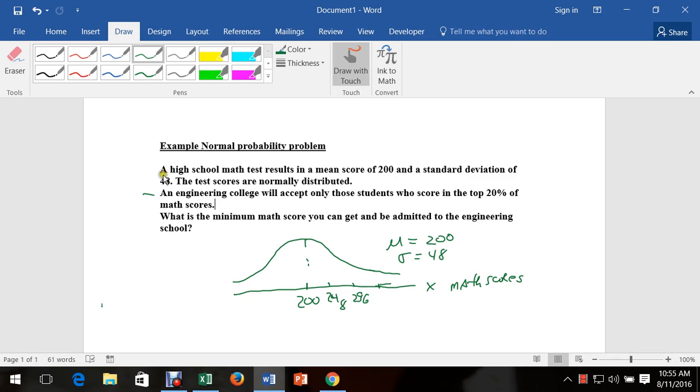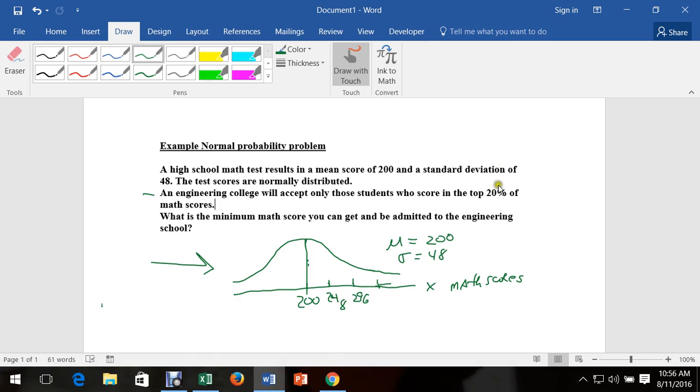What it says here is that a high school math test was given to some high school seniors, and it resulted in an average or mean score of 200 and a standard deviation of 48 points. And it also tells us that the test scores are normally distributed. So what we can do then is draw this sketch of the bell-shaped curve, the normal curve. We can label the mean right in the middle here as 200, and we know that we can add 1, 2, 3 standard deviations above the mean by adding 48 to 200 and then adding 48 to 248 and so on and so forth.